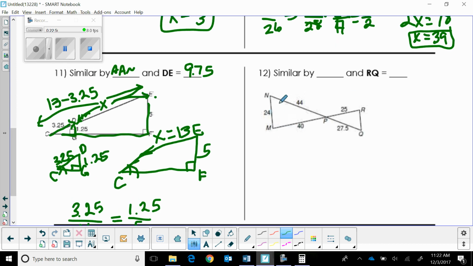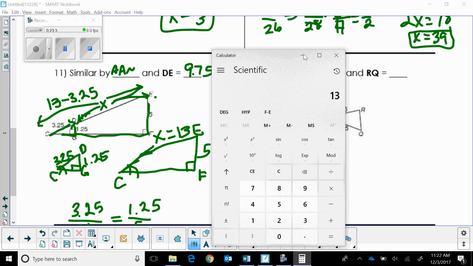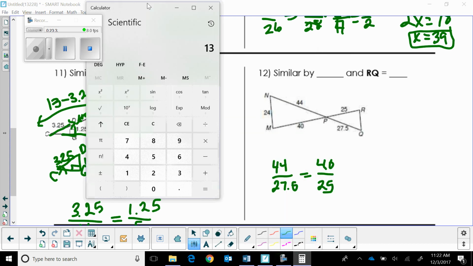Okay, the last one. Let's set up a proportion here and see if we can't figure this out. Well, just looking at this, do we have enough information to prove that the triangles are similar? Let's see. We could take 44, that's the longest side, is to the longest side in the small triangle, which is what, 27.5? And then 40 is to 25. Okay, let's divide these and see if they are equal. Or you can do a cross product. Let's just use cross products to check it.